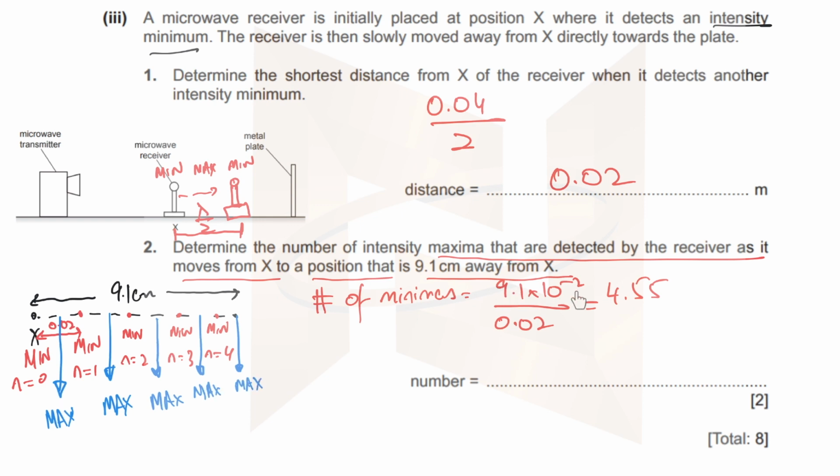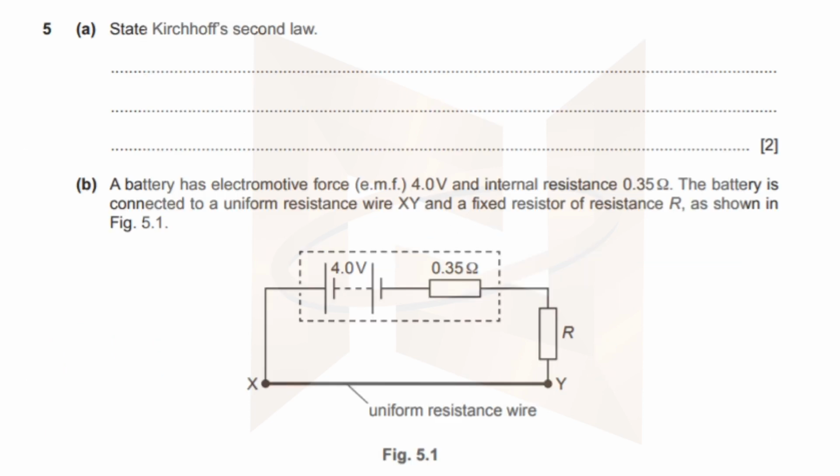Because if you take the total length, you'll get 4.55. But minimas have to be in whole numbers. So that means the fourth minima was short of 9.1 centimeters, which is your total length. The last minima would not be here, it would be here, because we have 0.5. And if I go exactly halfway ahead of a minima, which is 0.5, what do I get? A maxima. So I've got 5 maximas. They're asking you for the maximums. The answer is 5.